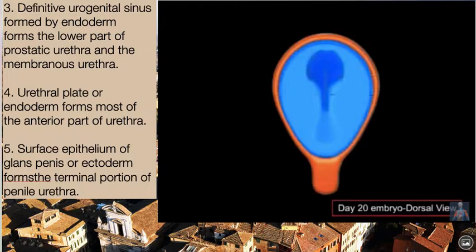The definitive urogenital sinus, therefore, formed by the endoderm, forms the lower part of the prostatic urethra and the membranous urethra. The urethral plate or endoderm forms most of the anterior part of the urethra. Surface epithelium of the glans penis, or the ectoderm, forms the terminal portion of the penile urethra.